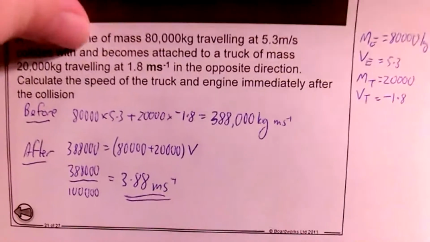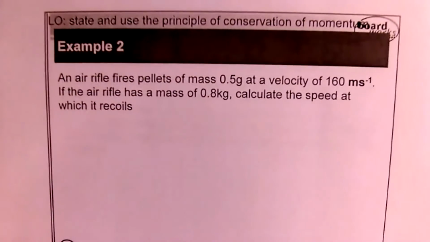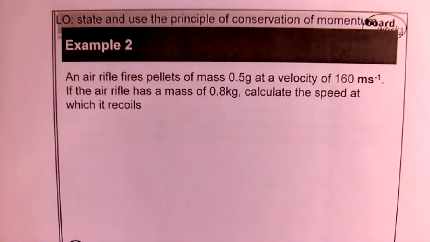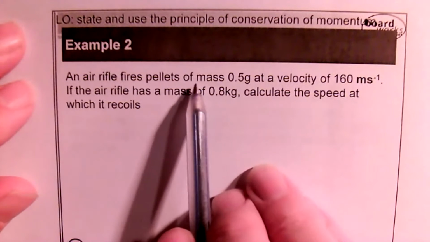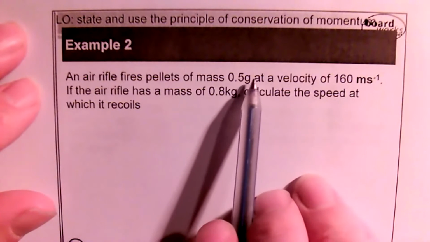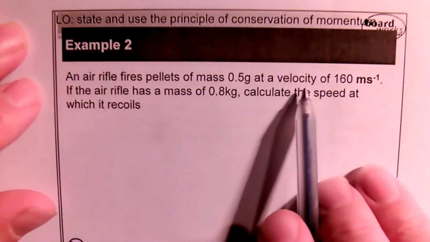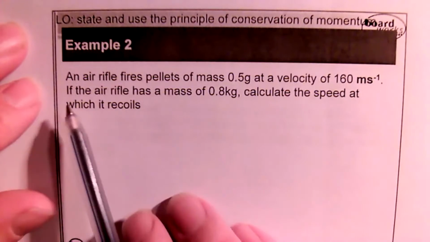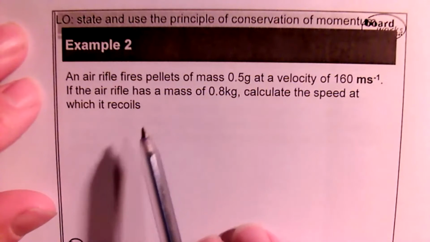The next question is actually an explosion question. It's a very common type of question. Almost every momentum question in exams that I've come across usually involves something like this. So you've got an air rifle that fires pellets of mass 0.5, careful, grams, got to be careful of those units, we've got to convert to kilograms, at a velocity of 160 meters per second. If the air rifle has a mass of 0.8 kilograms, calculate the speed at which it recoils.